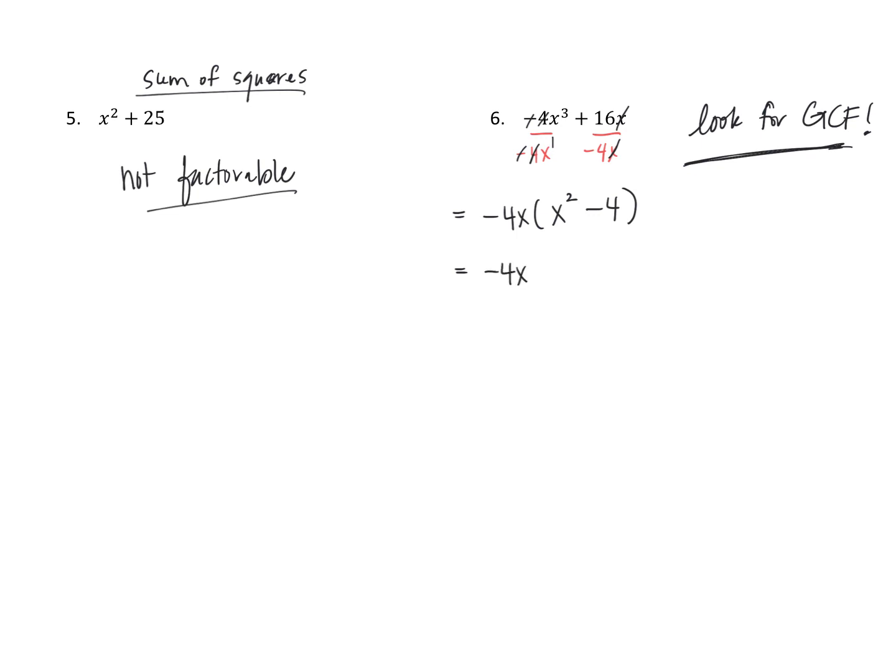So bring down the negative 4x. X squared minus 4 is a difference of squares. So I'm going to break that apart into x times x, one plus, one minus, and then the square root of 4 is 2. So 2 and 2. And that would be the answer to that one.